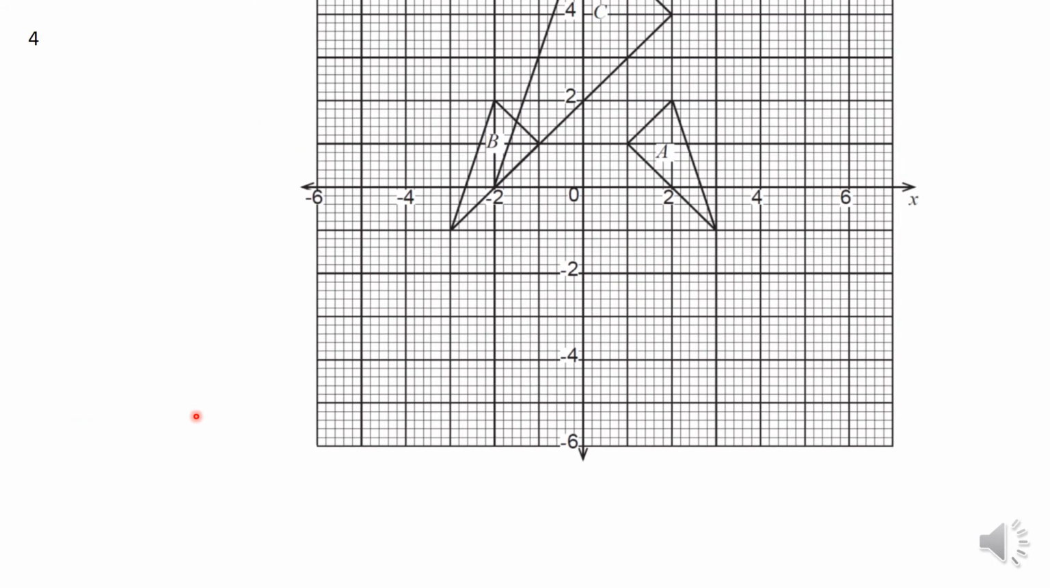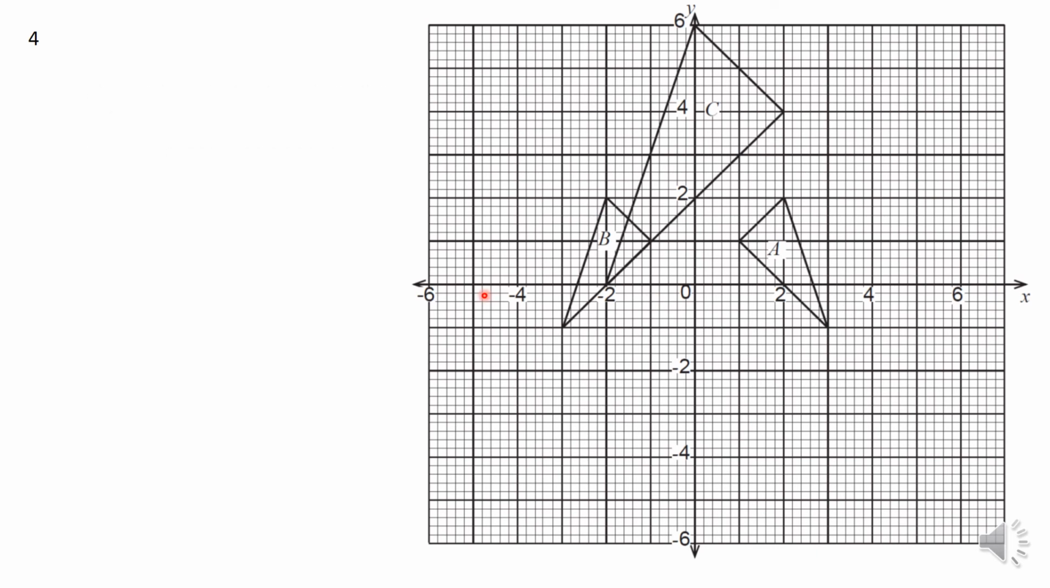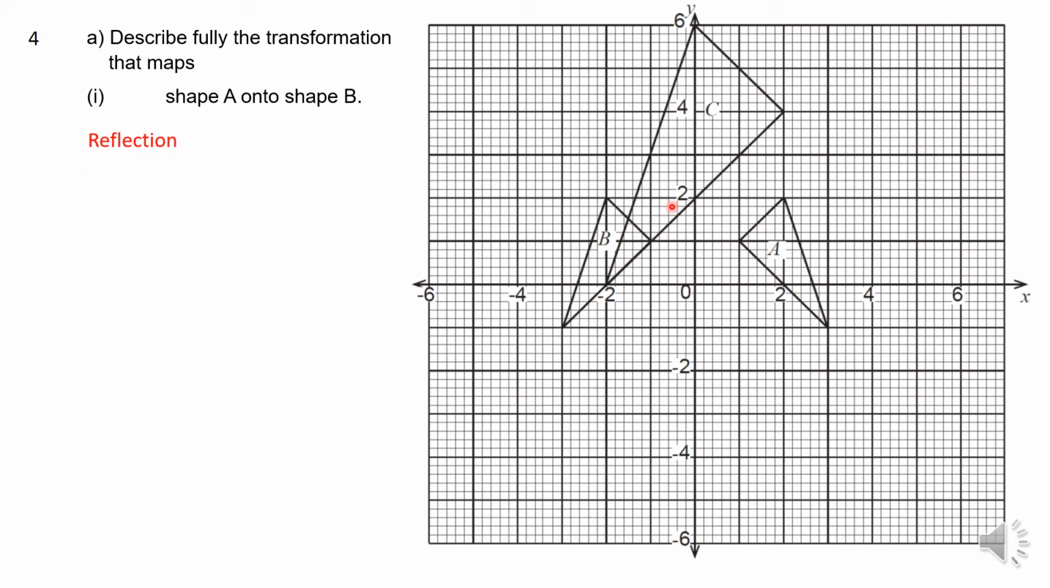Question 4, it's about transformation. So I bring in my diagram. They say describe fully the transformation that maps A onto B. Well, you can see it is a reflection, and the line of reflection is the y-axis, or you can say the line x equals 0. That's how you can describe it.